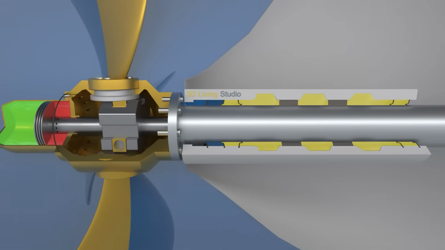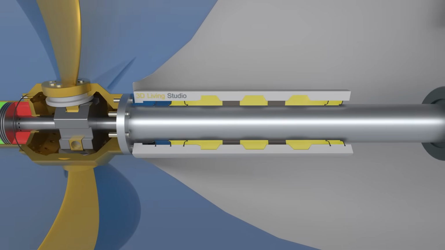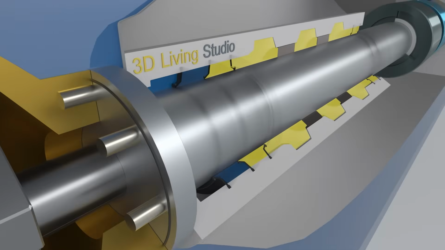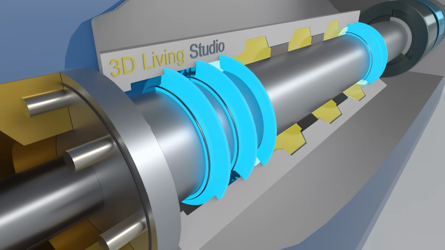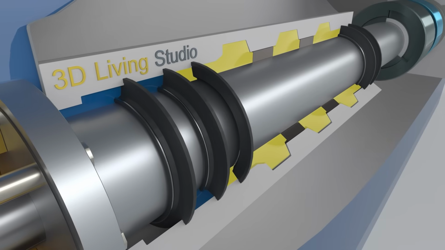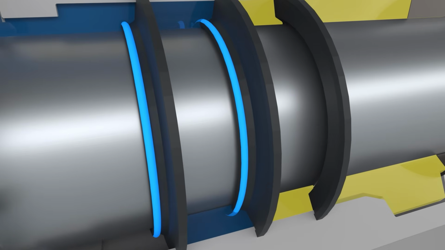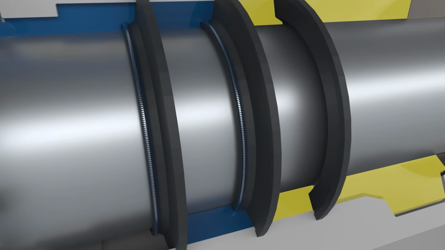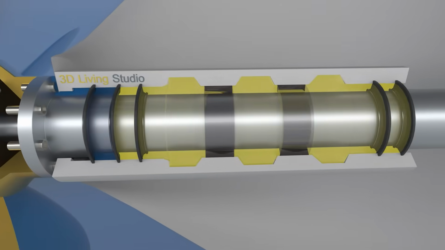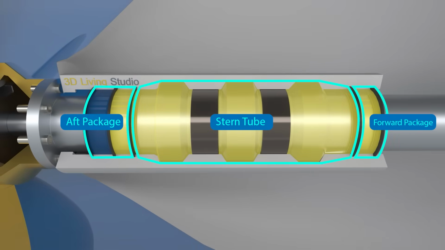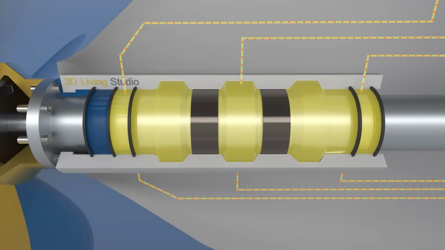The stern tube sealing system is more complex. It uses several layers of lip seals made from fluorine rubber, which resist both pressure and heat. Each lip seal contains a garter spring that keeps it tightly pressed against the shaft. The system is divided into three main sections: aft package, stern tube, forward package. Lubricating oil from three separate tanks circulates between these spaces.